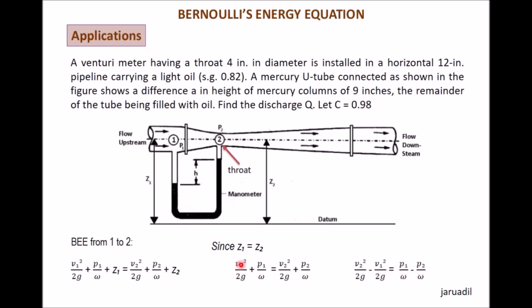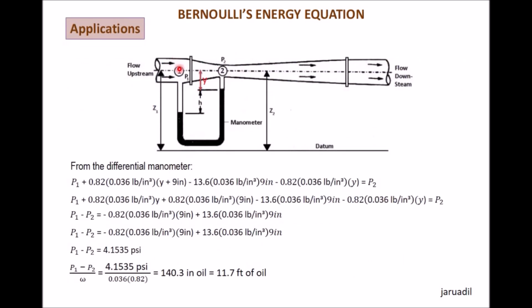You transpose V1 squared over 2g to the right side, and we transpose P2 over omega to the left side. So we can use the differential manometer to find the difference of pressure head, P1 over omega minus the pressure head at 2. Considering this figure, this is our differential manometer, 1 to 2. From the problem, it is obvious that the pressure at 1 and 2 are different, which is why the mercury rises at a height H in the manometer.